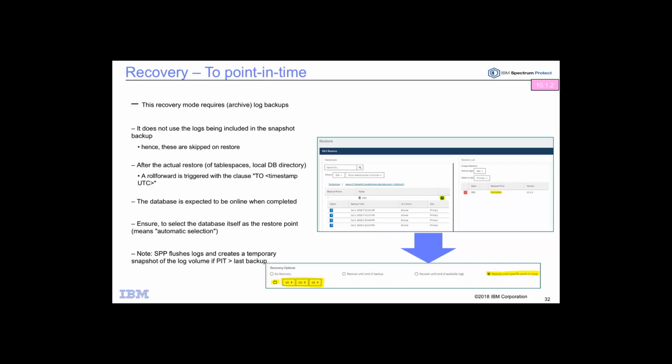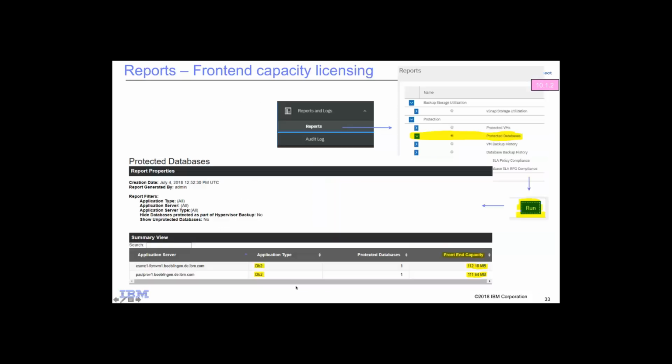And then finally, the roll forward to a particular point in time. And again, this is just a standard DB2 roll forward command with the TO timestamp parameter that you're using to roll forward the logs here. And you're just specifying that time in the GUI.